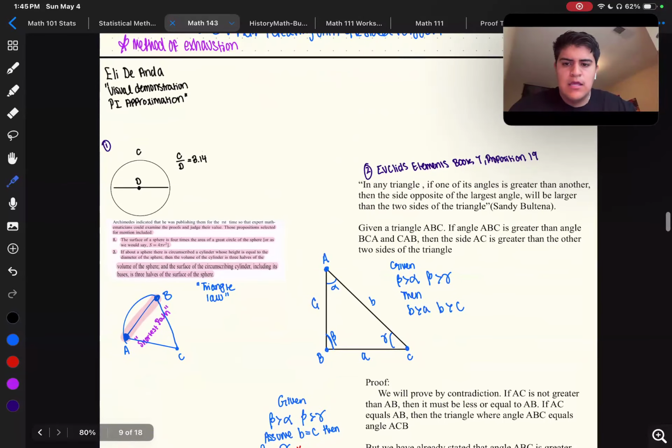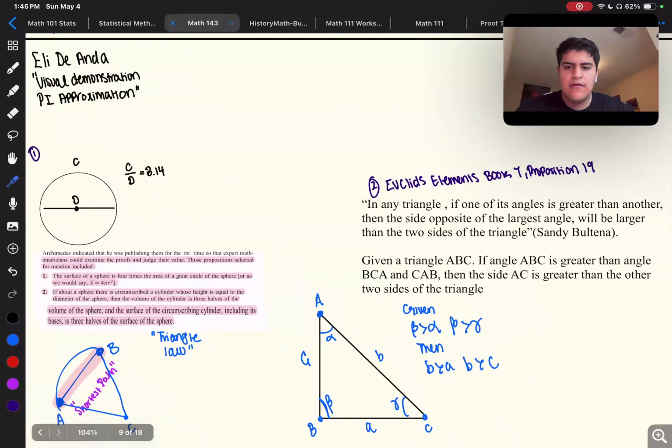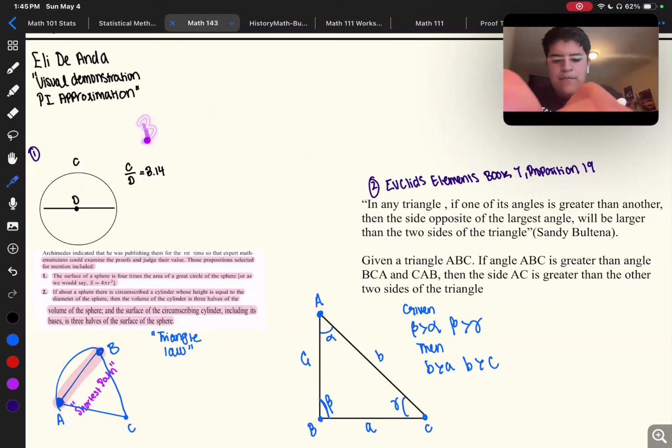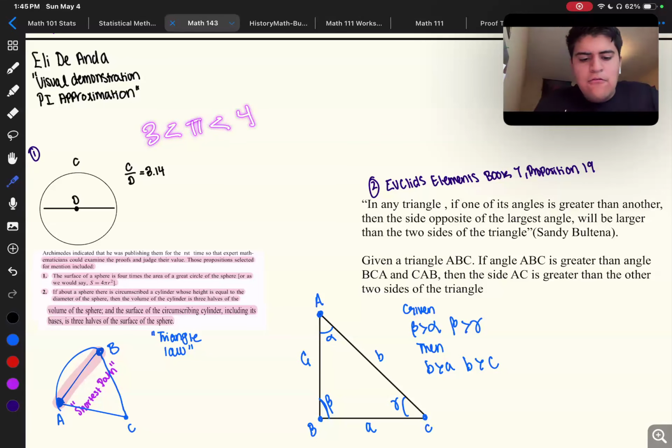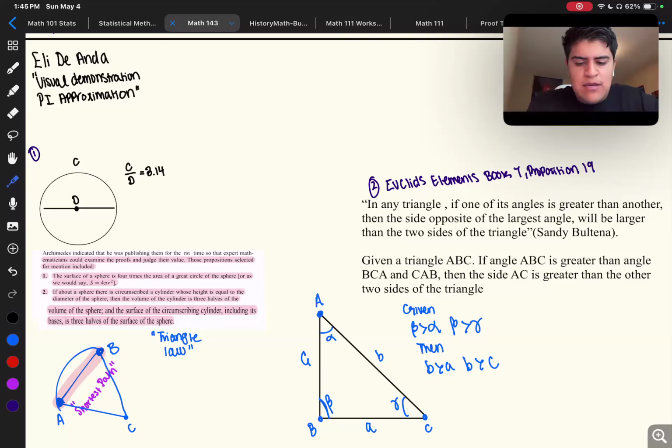So here, geometrically, we can find that 3 is less than pi, which is less than 4. Geometry and approximation of pi were needed because there were no calculators back in the day. So we're going to show geometrically that pi lies between 3 and 4.